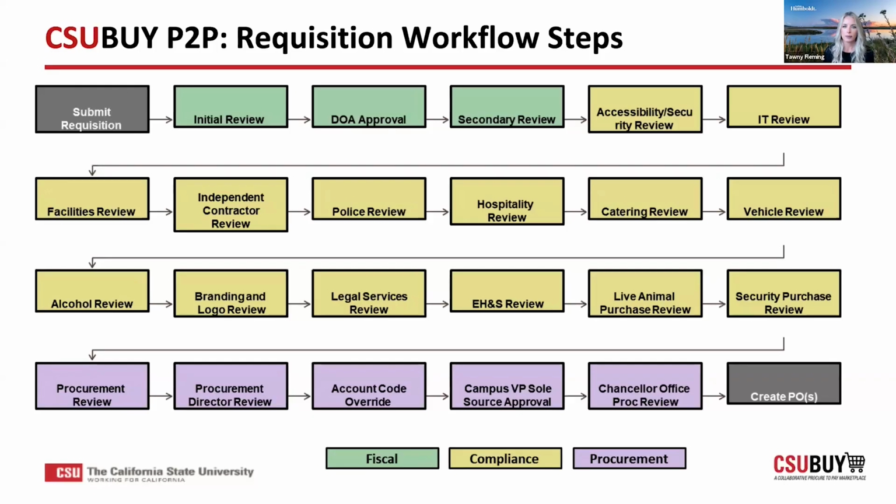This slide shows the options for requisition workflow in the CSUBUY P2P, from submitting a request to creating the purchase order. The process includes key reviews for fiscal approval, compliance checks like IT, facilities, and branding and logo, and finally, procurement authorization. Each step is triggered based on the details of the requisition, helping ensure accuracy, policy alignment, and accountability before any purchase is finalized.